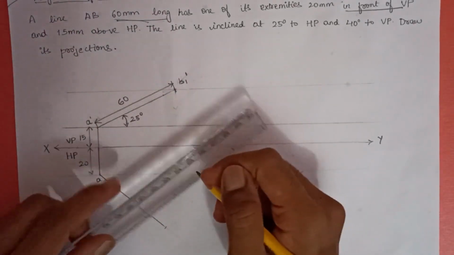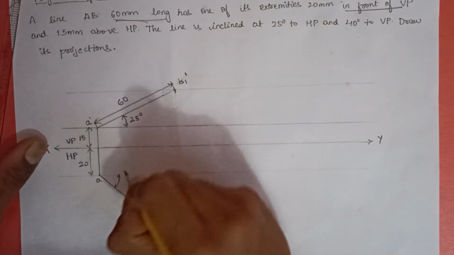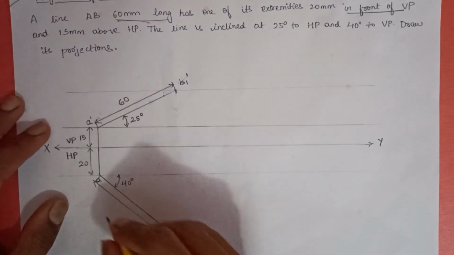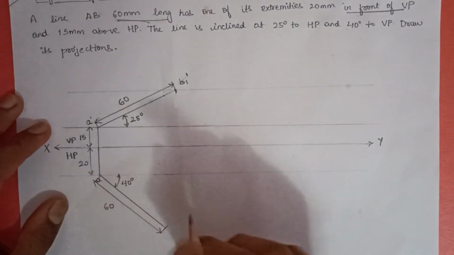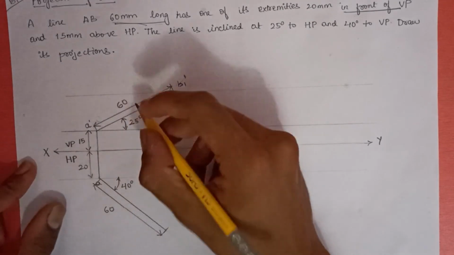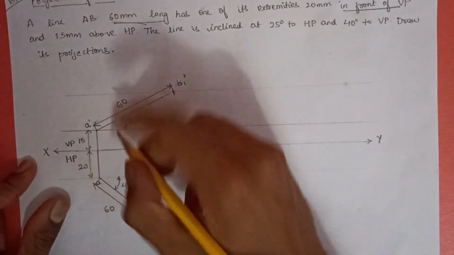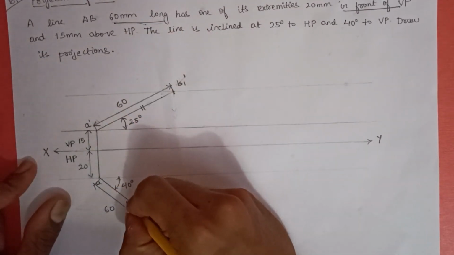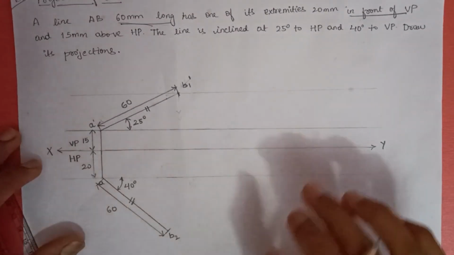You need to mark the distance and never forget to mark the angle. This is 60 mm long. Again, no need to mention mm, it's understood. Since these both lines are equal, just show that they are equal. You need to label this as B2.